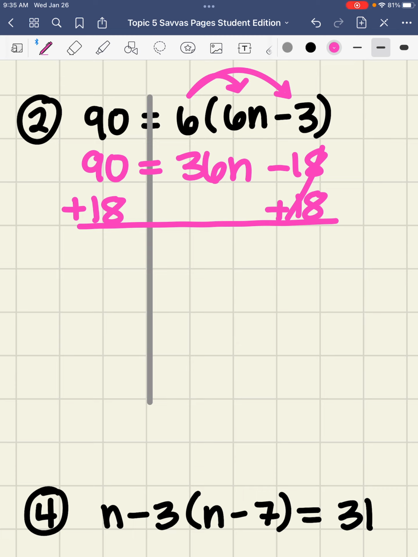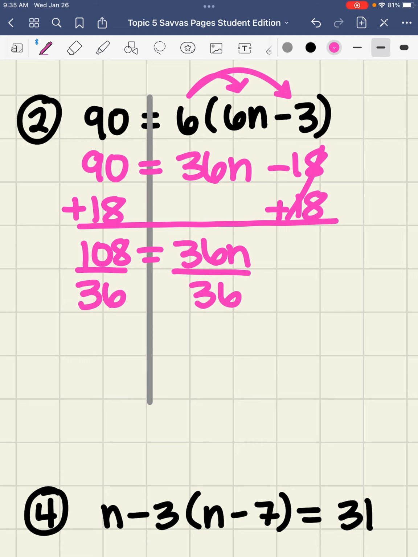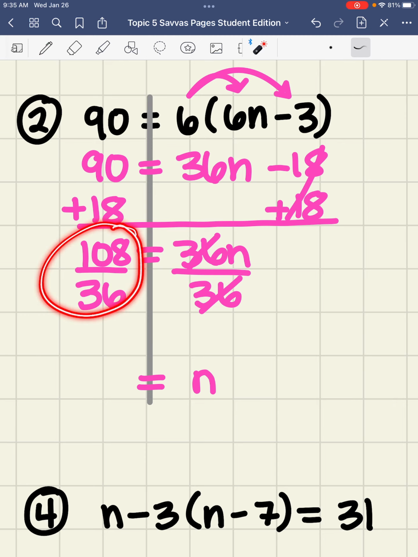90 plus 18 is 108. So I have 108 equals 36n. Now to get n by itself, I need to divide by 36 on both sides. So on the side with the variable, 36 cancels out, n is by itself. And on the other side, I have 108 divided by 36.